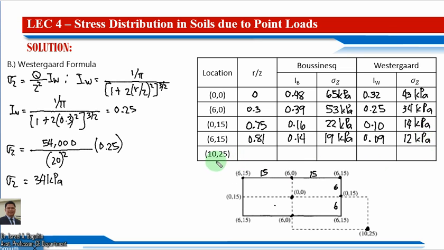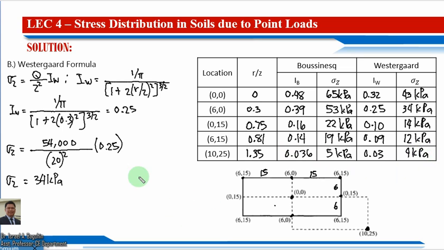So proceeding with this one, 10 and 25 here. So we have here about 1.35, and for the Boussinesq I sub B is just equal now to 0.036, and we have here 5 kilopascal. Okay, and for the Westergaard we have here 0.03, and we have here about 4 kilopascal.